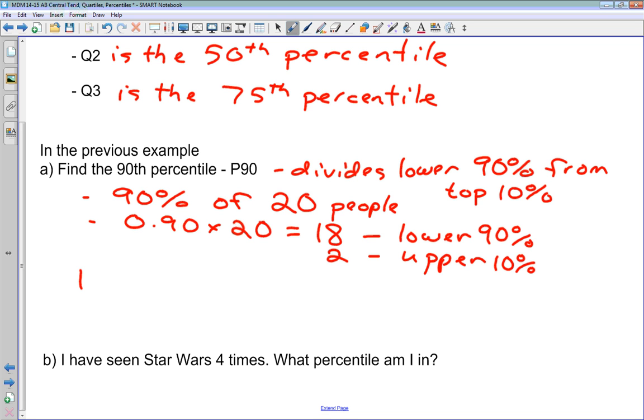So P90 is going to be 15 plus 16 divided by 2, which is 15.5. That is our P90 value.